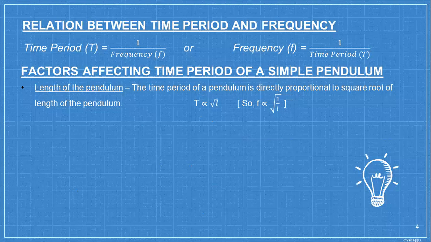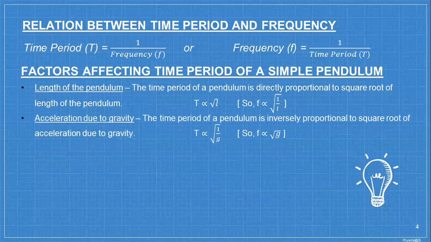The first factor is the length of the pendulum. The time period of a pendulum is directly proportional to the square root of the length of the pendulum. That means if the length of the pendulum is increased, the time period for that pendulum will also increase. Now, as frequency and time period are inversely proportional to each other, that means frequency is inversely proportional to the square root of length.